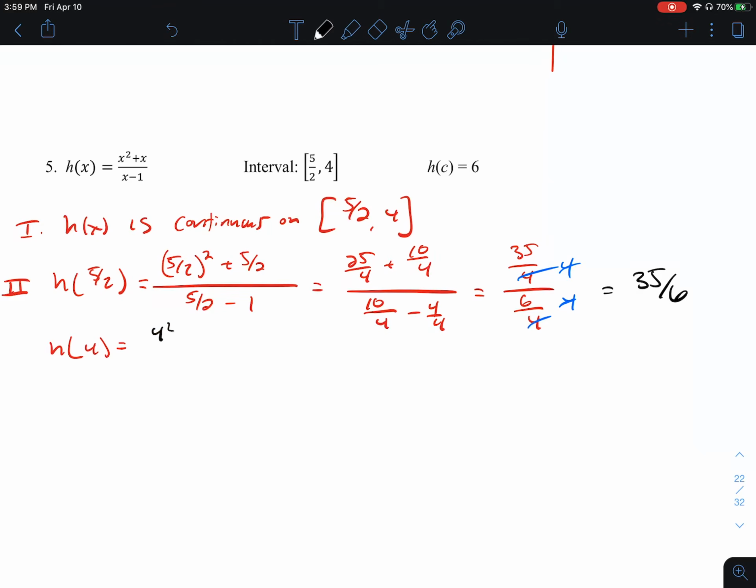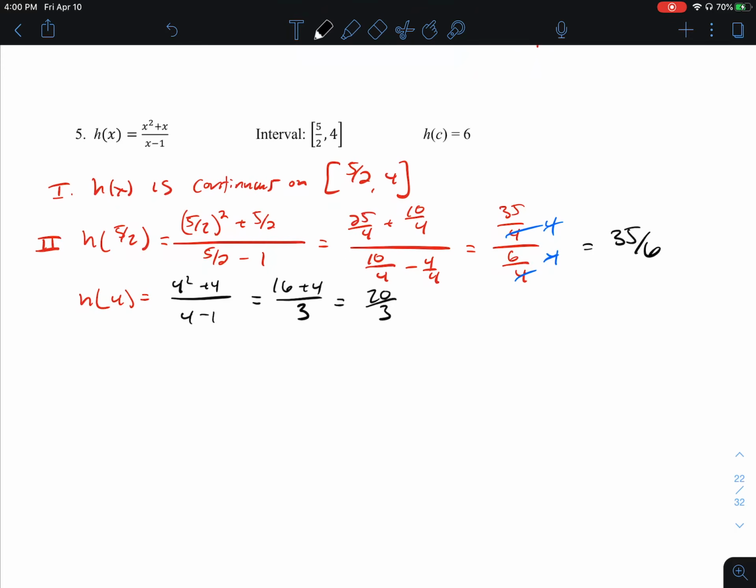If I put 4 into this, I'm going to get 4 squared plus 4 over 4 minus 1. That's 16 plus 4 over 3. That's 20 thirds. I feel like I may have made a mistake someplace. All right, I'm cool. So the question is, does 6 fall between these two fractions?